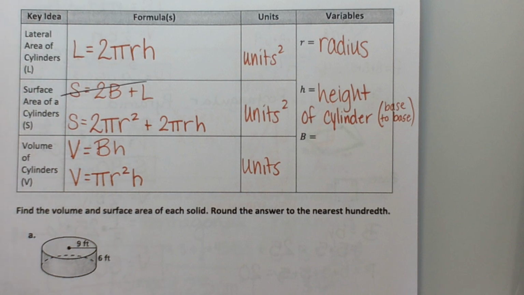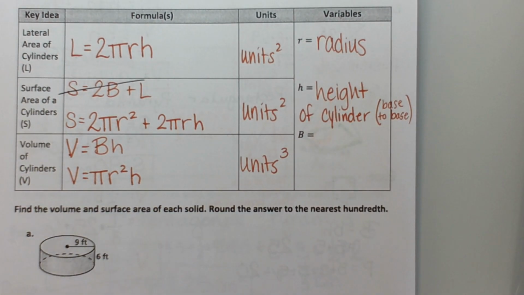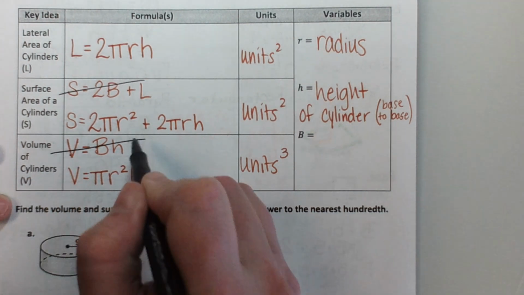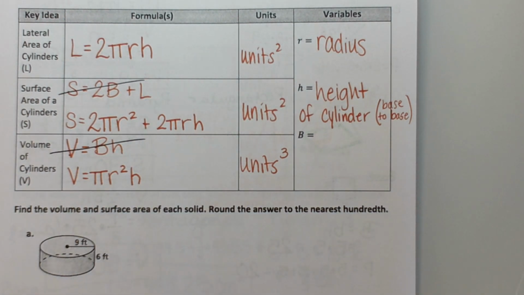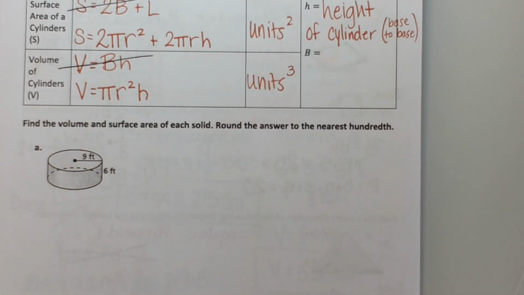What kind of units go on a volume? Cubed. Units cubed. Much like surface area, we will likely never use that formula for the volume of a cylinder. The only exception is if I give you the base area outright.